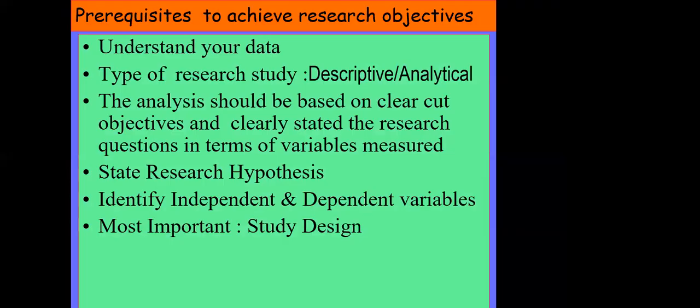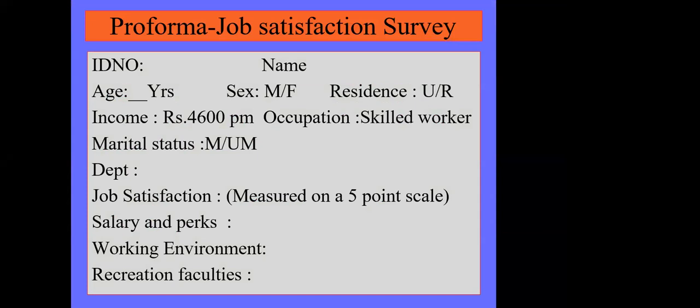You have collected data about various variables and they have been measured using different scales. They are of different types. Suppose you have conducted a study on job satisfaction in a factory, and you collected information about your respondents' age, sex, residence, income, occupation, and their job satisfaction. You ask them to report their job satisfaction on a 5-point scale: highly dissatisfied, somewhat dissatisfied, neutral, somewhat satisfied, and highly satisfied, about various parameters like salary and perks, working environment, recreation, etc.